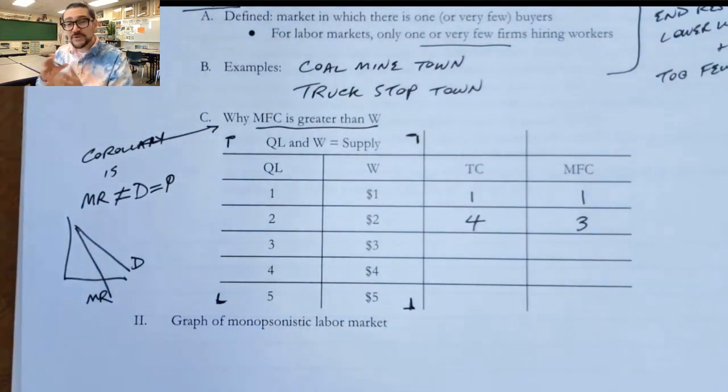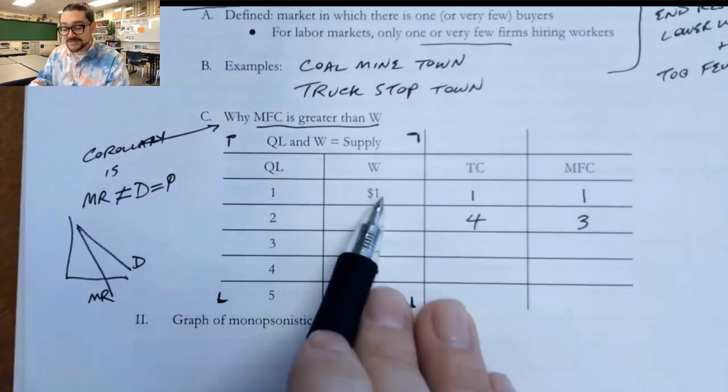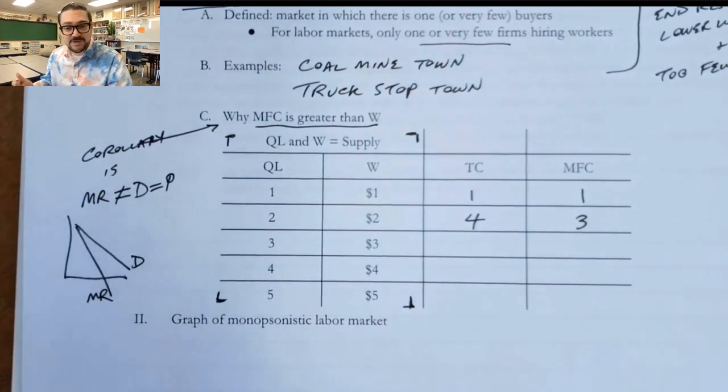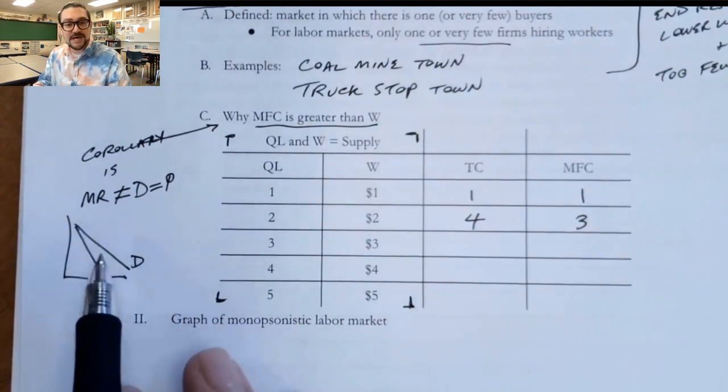Now, if we could get away with what we call wage discrimination, which is convincing this first person to work for $1 and the second person to work for $2, then we wouldn't have this problem. It's the same idea of price discrimination for the monopoly.